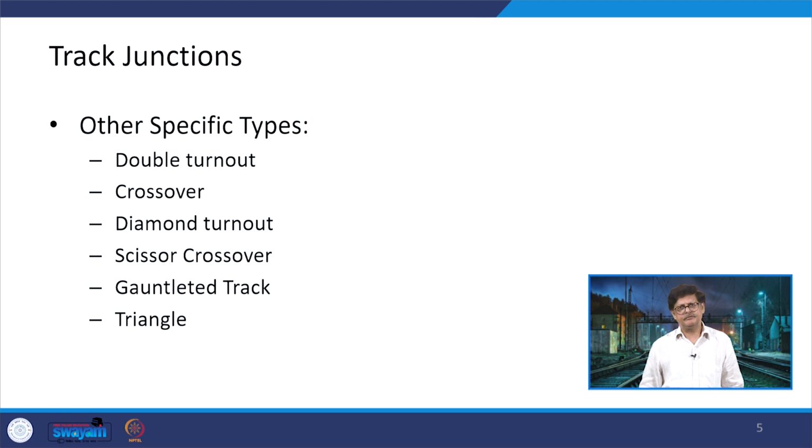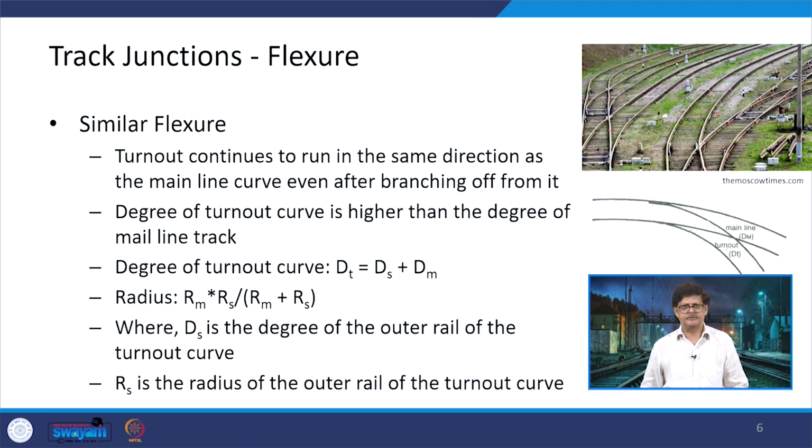There are other specific types of track junctions which are provided as per the requirements at a particular location on the railway networks. They are double turnout, crossover, diamond turnout, scissor crossover, then ventilated track, triangle. We will try to discuss some of these today and maybe some others will be discussed in the next lecture. So, let us start with the first classification.